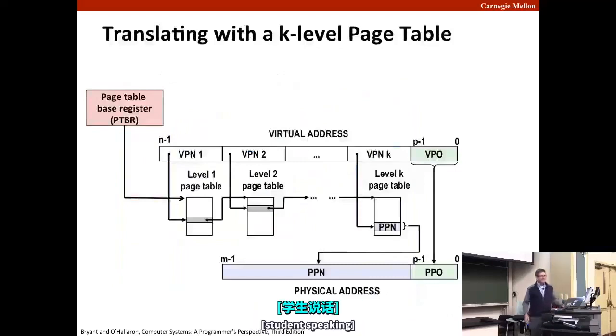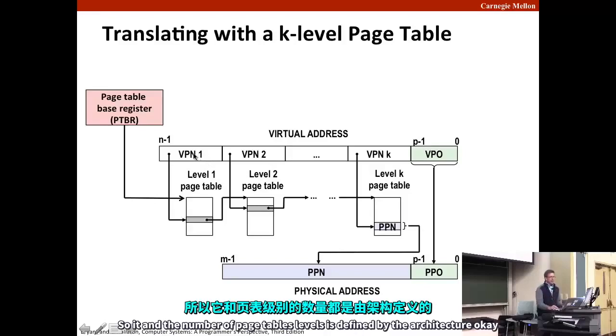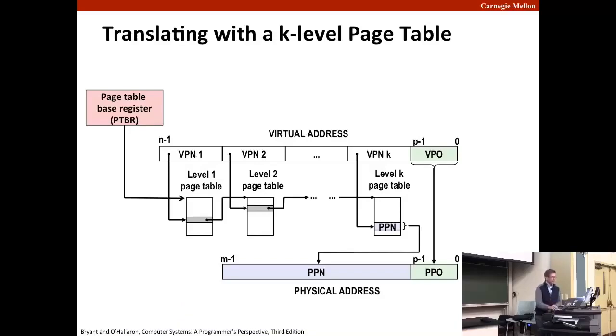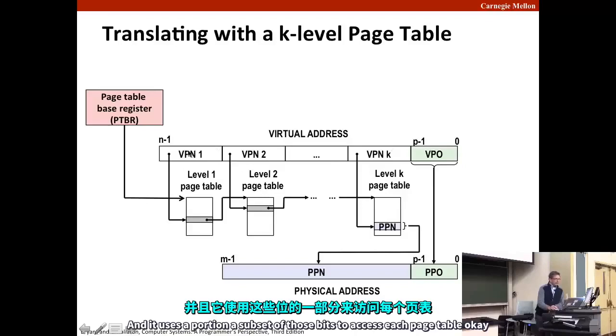So when you're indexing, say you have this 64-bit address, each level of the page tables just looks at part of the address, so it indexes by the first part, and then... Exactly. Just like here, the MMU is doing all of this. This is all hardware logic. So the number of page table levels is defined by the architecture. So the MMU takes the virtual address that's presented to it, and it uses a subset of those bits to access each page table.